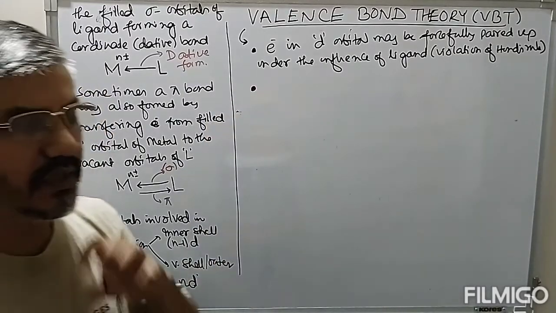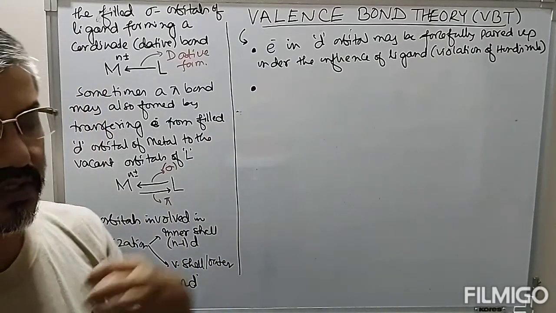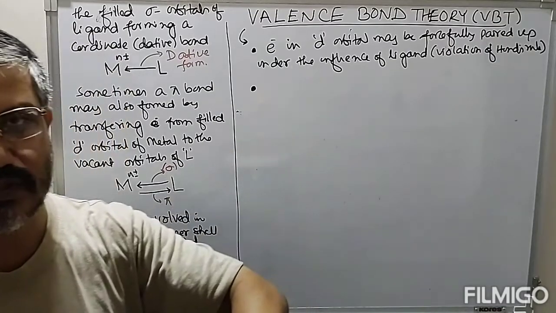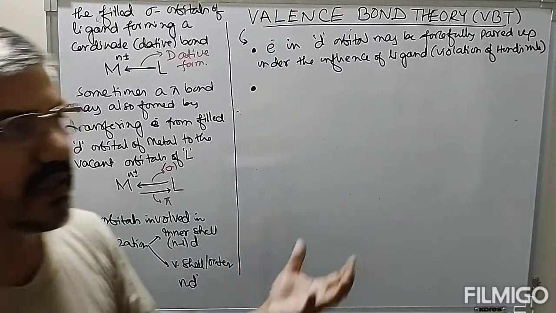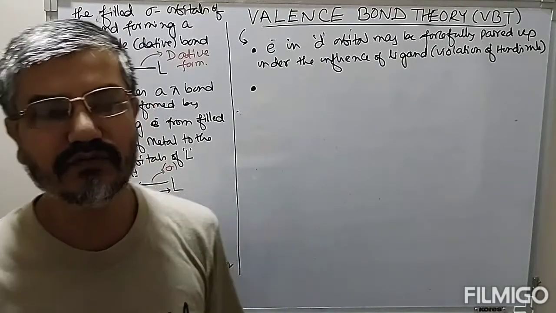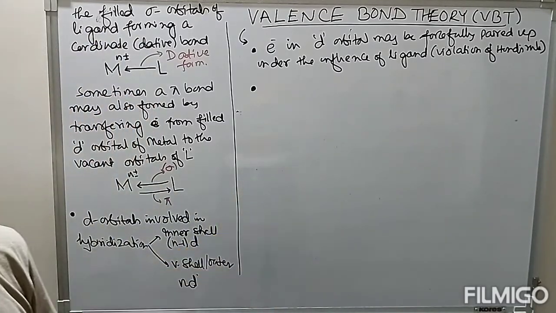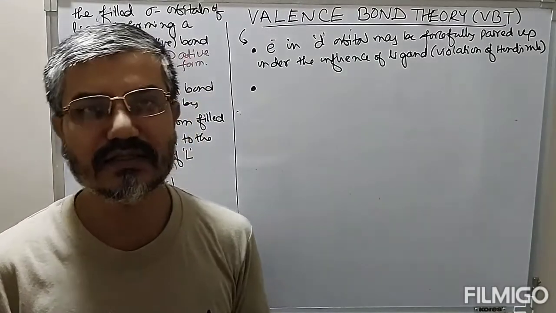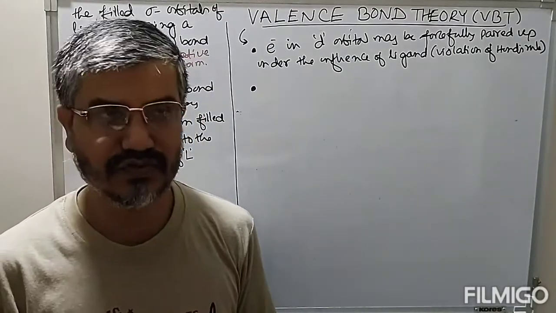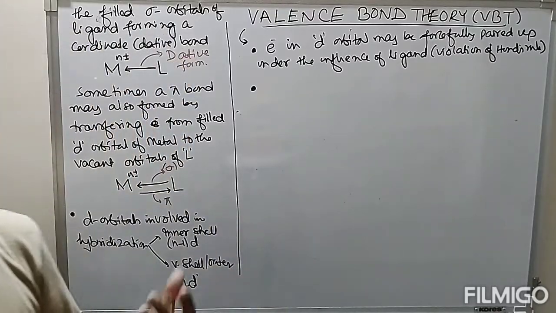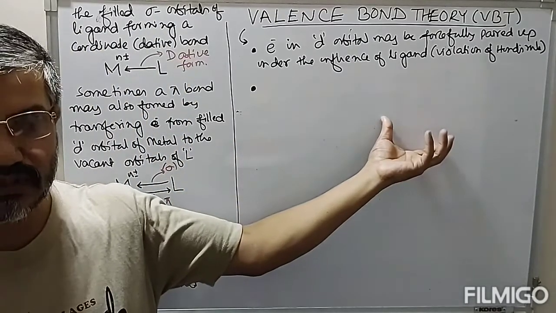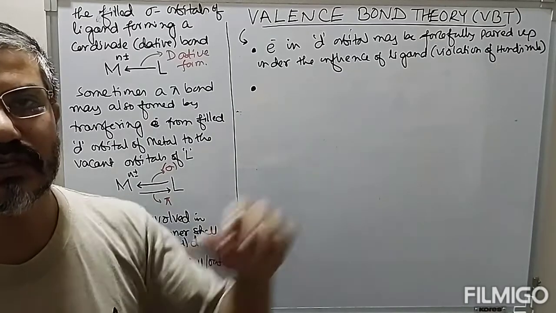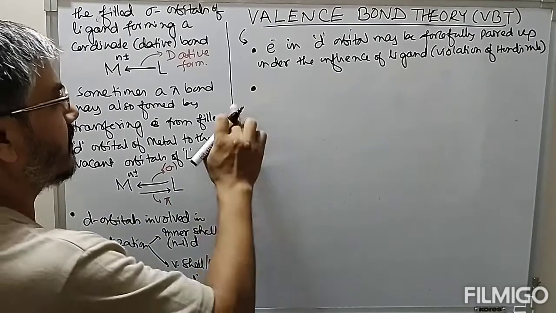Now, in the presence of ligand, electrons may be forcefully paired up or may not pair up, depending on the nature of the ligand or the availability of the d orbitals for hybridization. If the d orbital contains any unpaired electrons, then that complex will show paramagnetic behavior, or if there are no unpaired electrons present, then the complex will be diamagnetic.